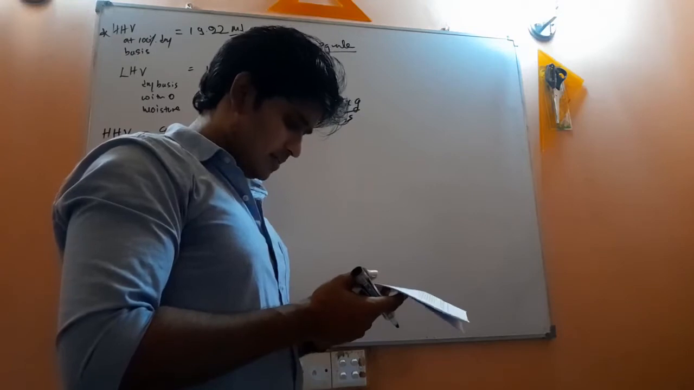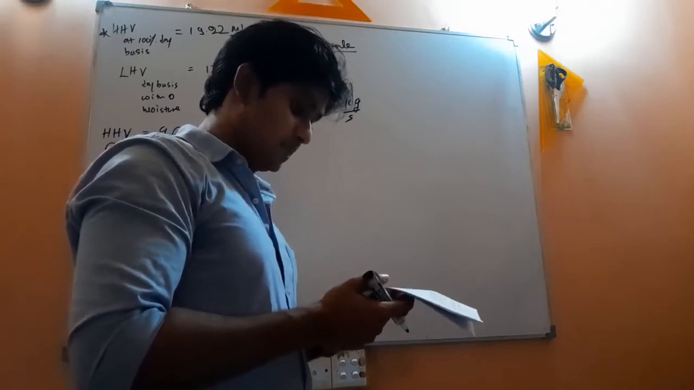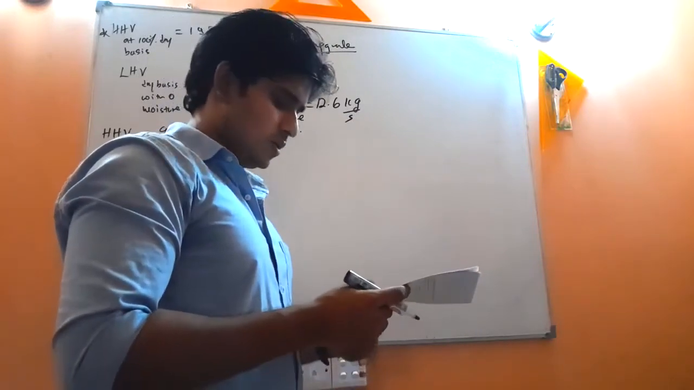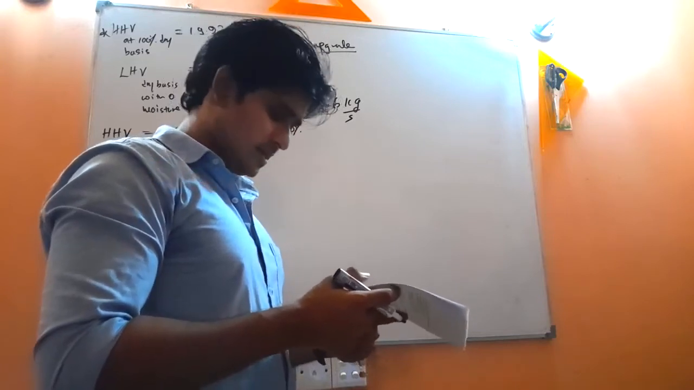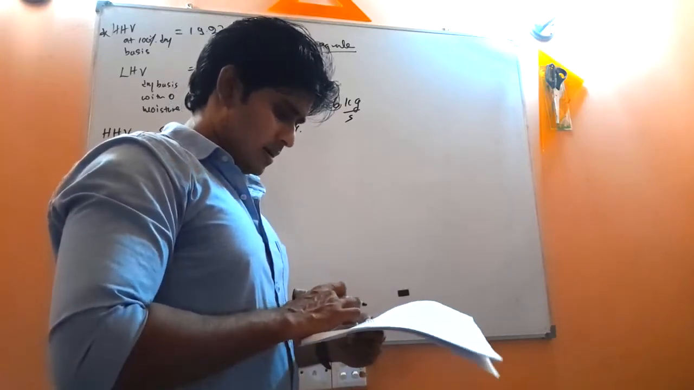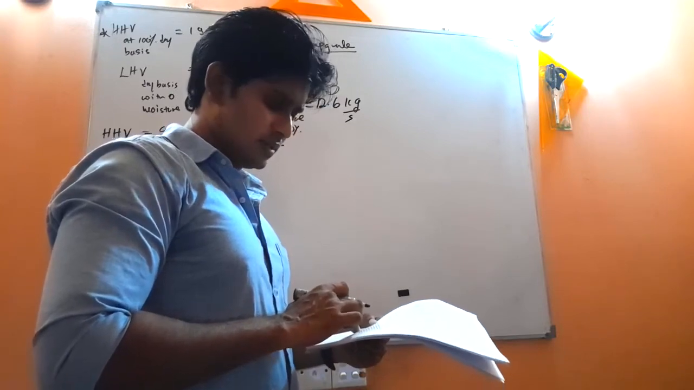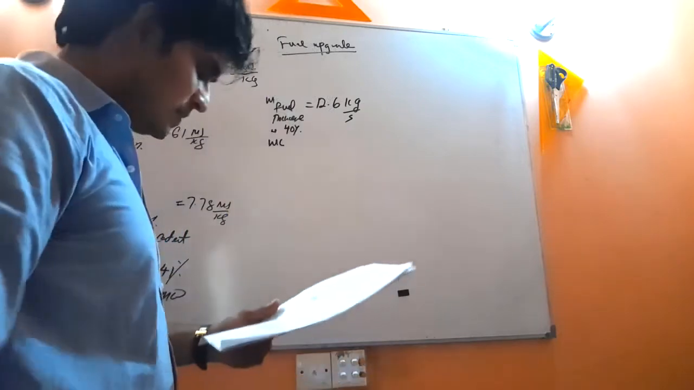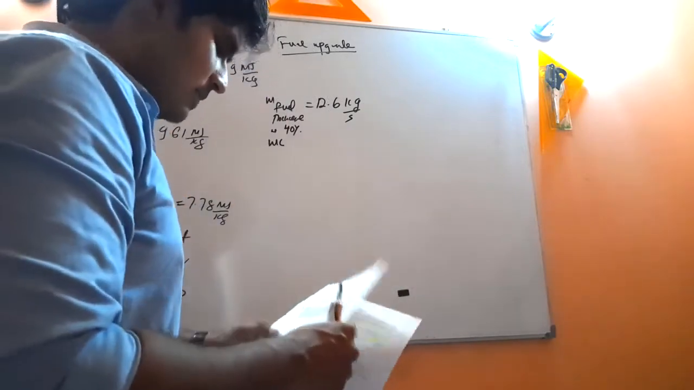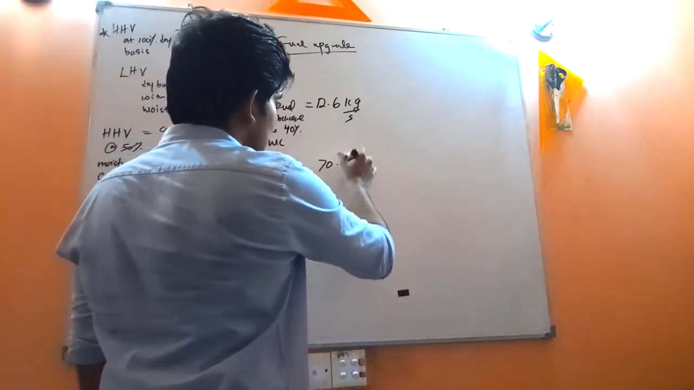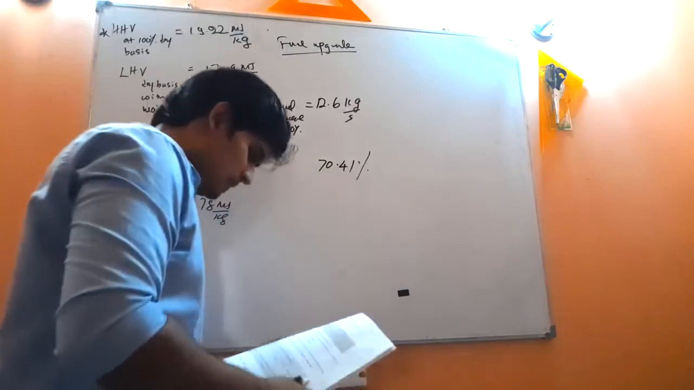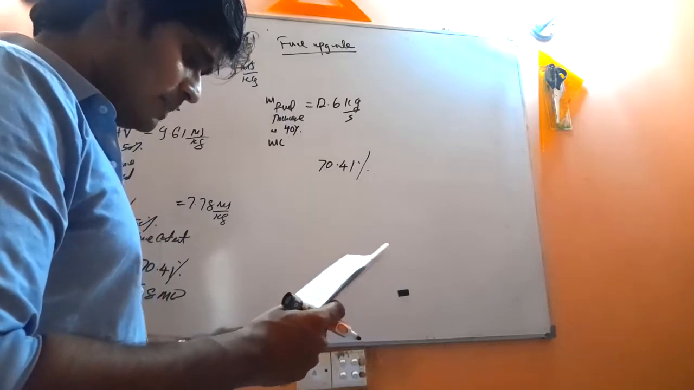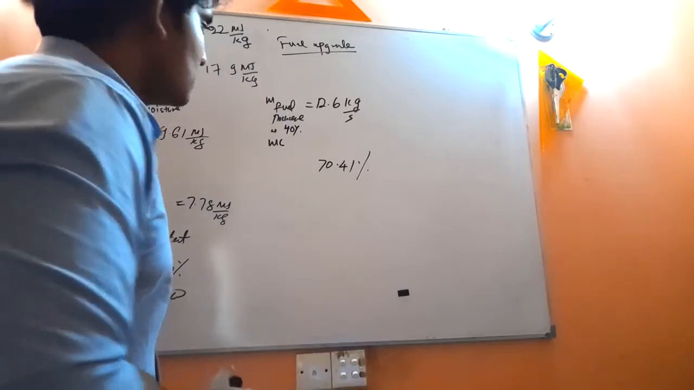Losses in the boiler have been reduced by 22%. So that means they are telling us that after this fuel upgrade, the boiler losses have been reduced by 22%. So now what is the initial boiler efficiency? 70.41. Now 70.41 is the boiler efficiency as we have calculated, right? So what is the percentage of losses?